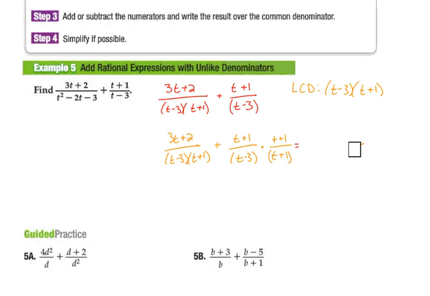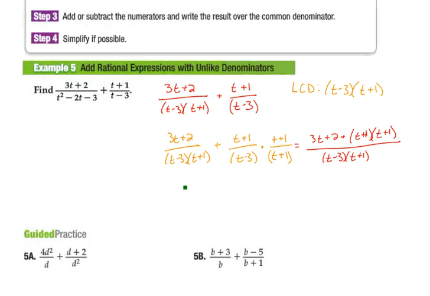Holy cow, this pen is driving me nuts. I have a 3t plus 2 plus a t plus 1 times a t plus 1, because I did have to multiply by that, all over my common denominator of t minus 3 times t plus 1. Right here, kids are tempted to simplify that, but realize this is a whole bunch of addition. So what do I have to do? I have to keep going because it does say that I'm supposed to combine these.